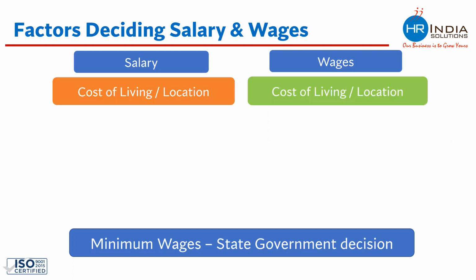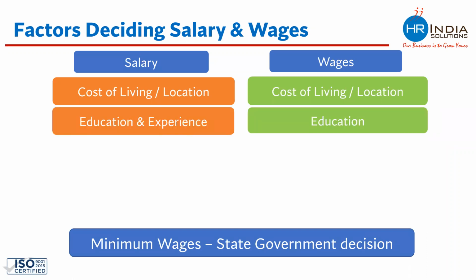Other factors which play an important role are cost of living and location. In salary, you will see that any person who is joining a metro city would be getting a higher salary. Any person who would be joining a remote location would be getting a lesser salary. In wages also, the government has divided the entire country into three parts: A city, B city, and C city. You will see that the government has decided higher wages for A city, which are metro cities. The government has decided different wages for B category of cities, and for C category of cities, the wages are different. Even the government has decided different wages for different locations.